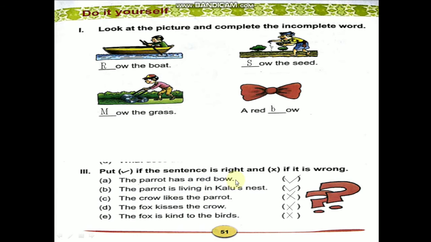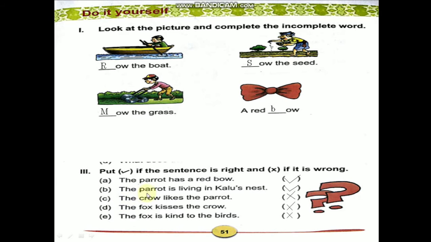You listen to the lesson, no, children? The parrot has a red bow or green bow or blue bow? Red bow. Red bow. Correct only, no, children? The parrot has a red bow. Bow means what? This one. See this picture. Red bow. So, correct, no, children? The sentence is right, so you write correct. Right. Put right.